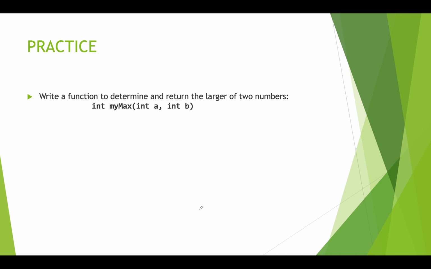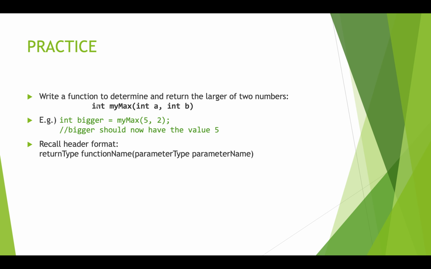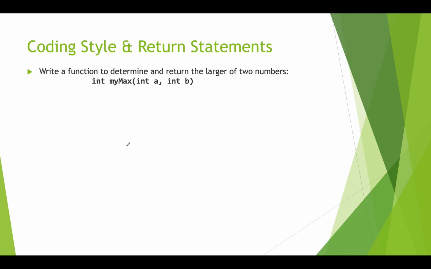All right, so imagine we want to practice this. We want to write a function, and it's going to return the larger of two numbers. So imagine we want to have this function called myMax. We're going to pass in two ints. We're going to return whichever one is bigger. The header format is going to look like this. And so there's a couple of different ways that we could do this.